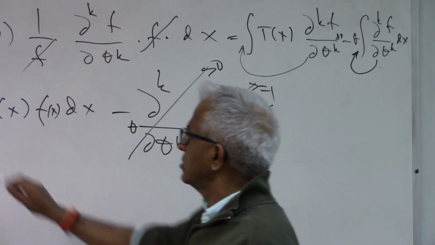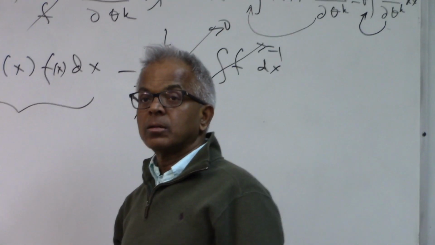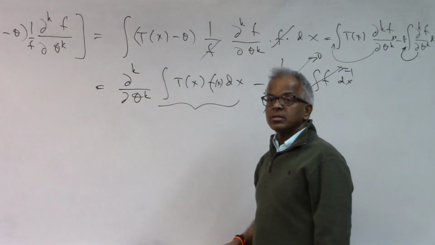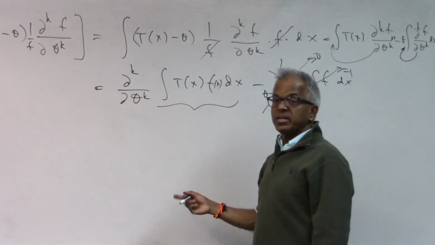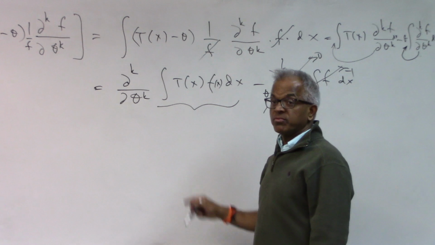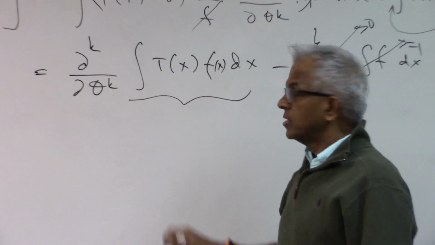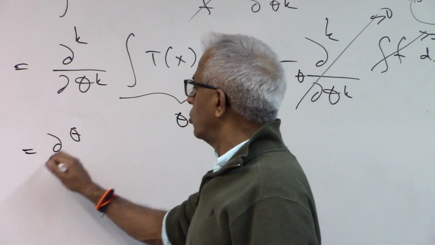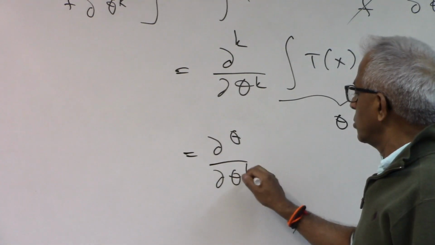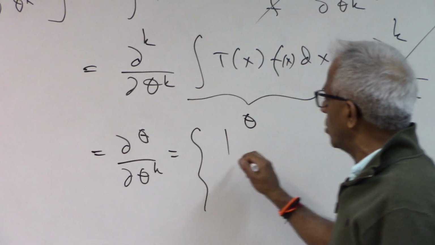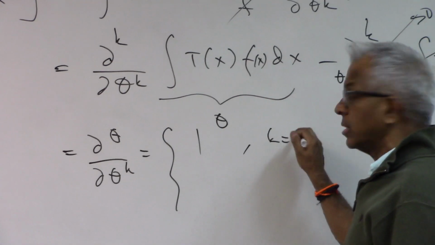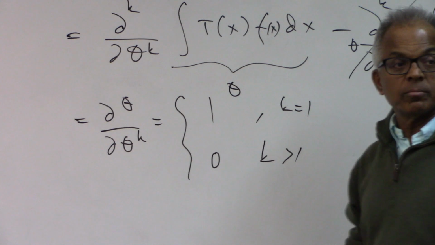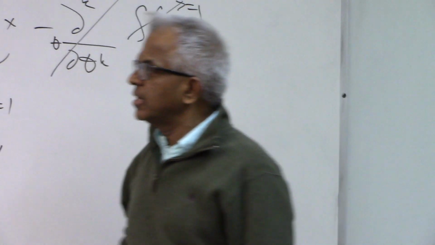So what is the answer to this? Anybody? That's the expected value of Tx. Okay, so you have d theta over d theta to the power k. So this is not 0 always. This is 1 if k is 1 and 0 if k is greater than 1. So that's the key result.